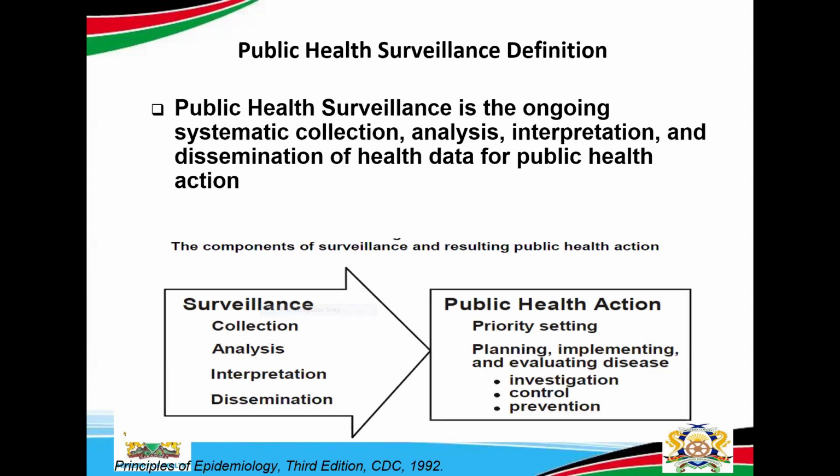So generally, from the interpretations, that's when public health actions come up. And when we talk of public health actions, the priority settings are, we need to do planning. You can do this from the data that you have interpreted. You can implement control measures, or you can evaluate any disease trends that you have reported or you have been investigating.